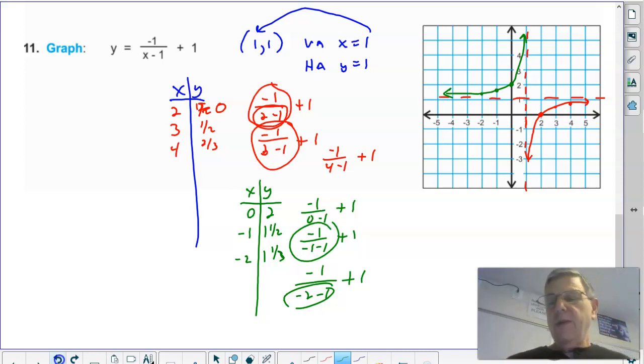If we were asked for the domain and range, the set of all x's such that x cannot equal the 1, what is the y value? Set of all y values such that y cannot equal 1. All right, so that's that middle page.